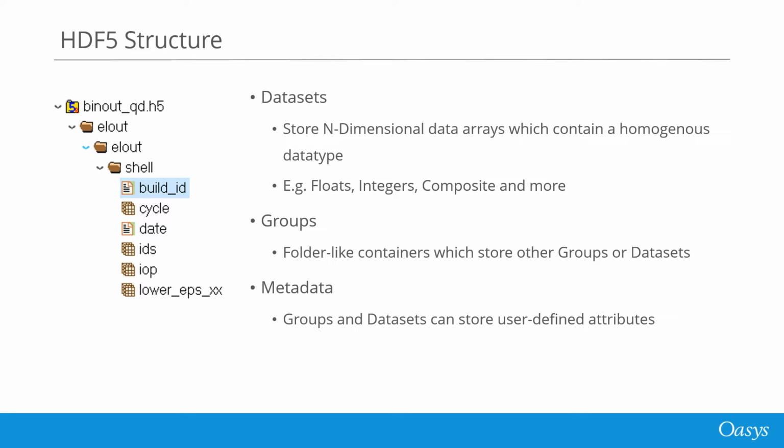Datasets can store n-dimensional data arrays containing data such as floats and integers. Groups are like folders or directories. They can help organize and store other groups or datasets within them.